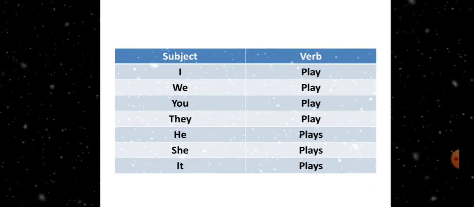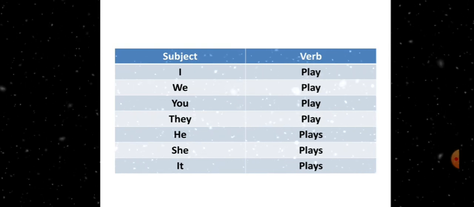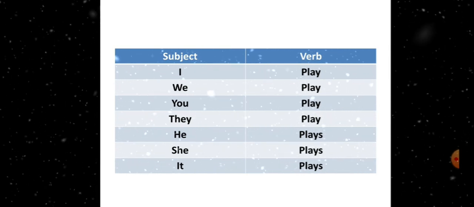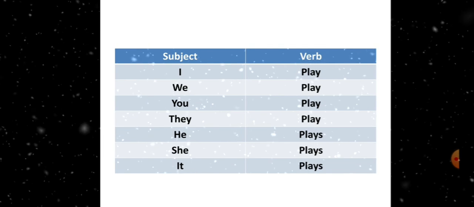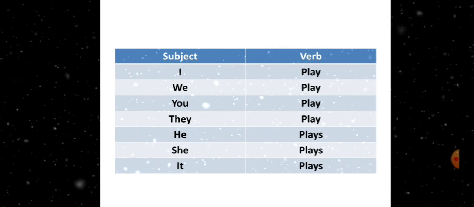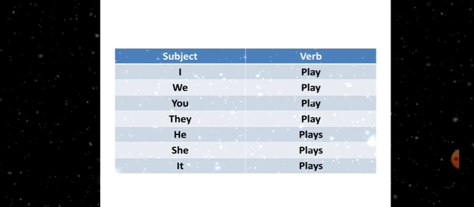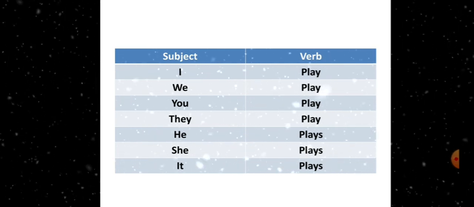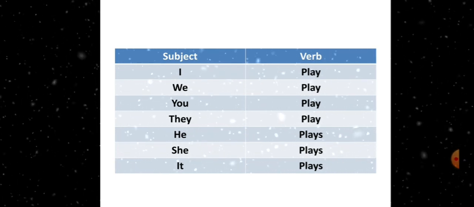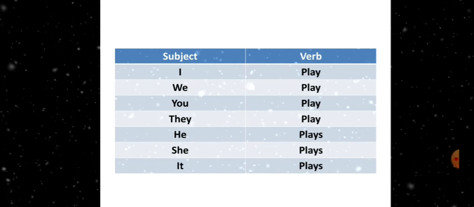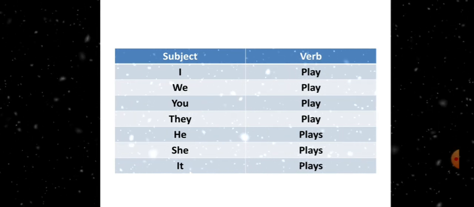Now look at this table. Okay, I've given you some personal pronouns here. There are 7 pronouns. I play, we say I play. We say we play, you play, they play. Okay, he plays, she plays, and it plays. You know that he is singular, so he plays is correct. She is singular, she plays is correct. It is singular, it plays is correct.